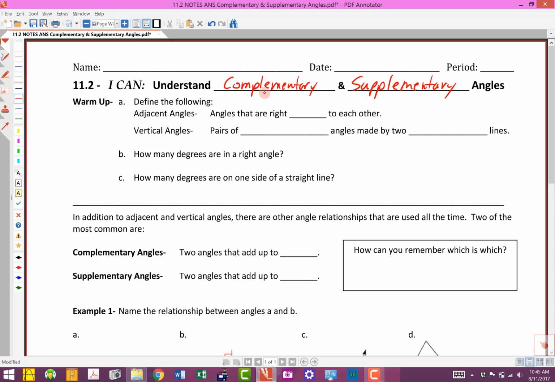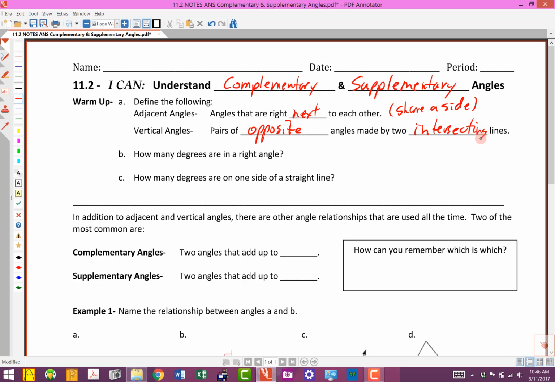So in the warm-up, let's define these. So remember, we talked about these the other day. So adjacent angles, and they are angles that are right next to each other. And remember, they share a side. So they've got a side in common. And vertical angles are pairs of opposite angles that are made by two intersecting lines. Okay, so really important that we keep all the vocabulary straight and remember what they are.